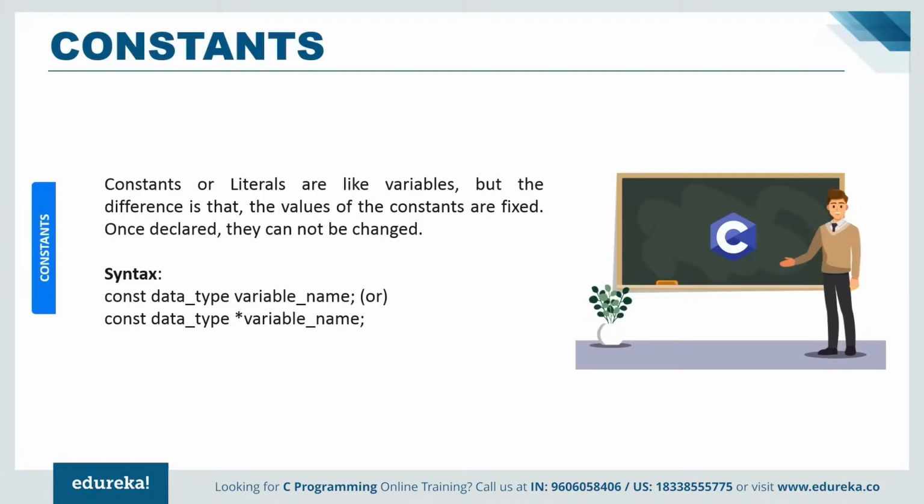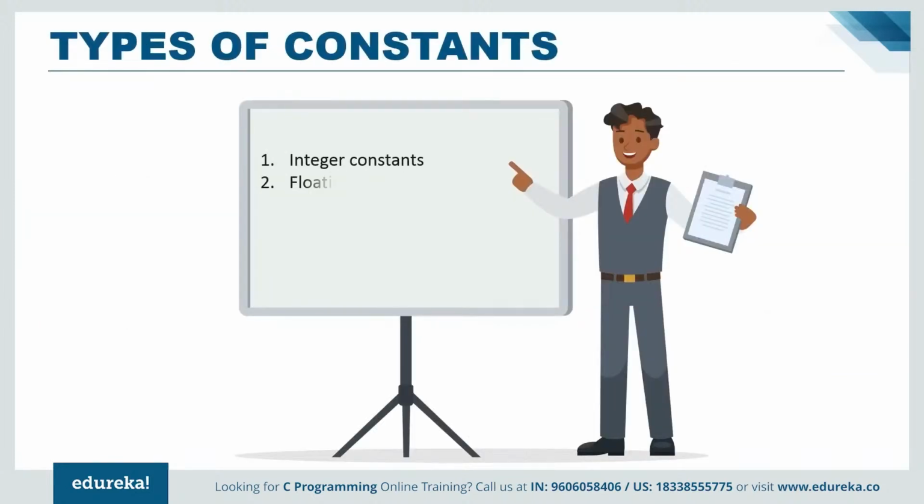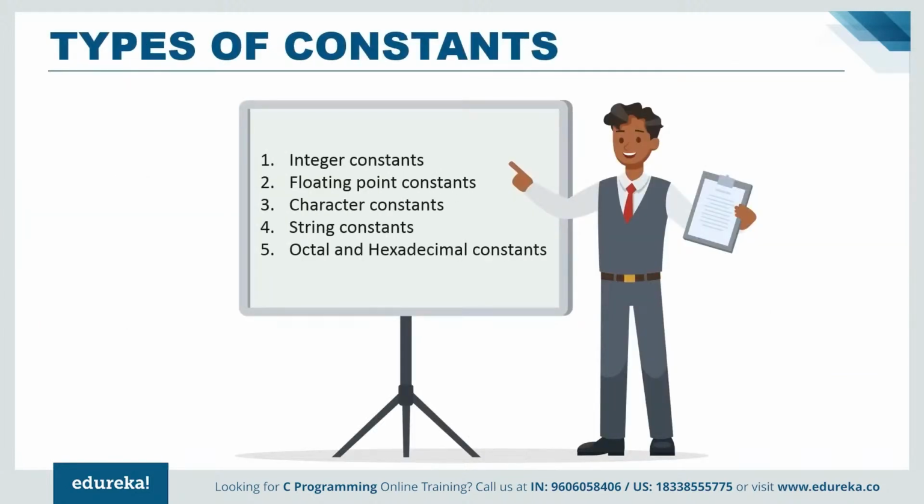The syntax for declaring constant type variables is const followed by the data type and after that the variable name, or you can also declare a pointer type variable name using the const keyword. Followed by this, the next one is the types of constants available in C programming. The first one is integer constants. Followed by that we have floating point constants. Later we have character constants. Then we have string constants and finally octal or hexadecimal constants.